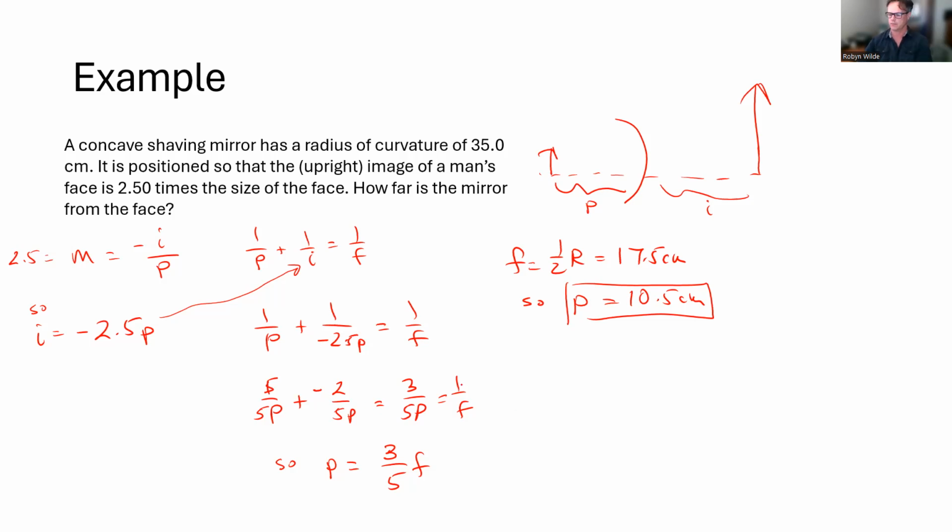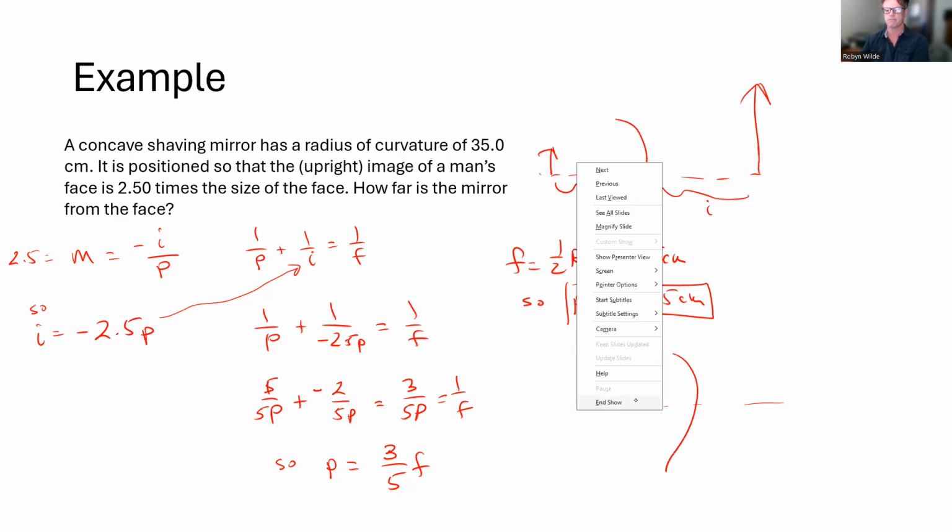But let's try to draw the ray diagram if we can. So I'm going to draw my central axis and my mirror. Now my focal point is maybe out here.